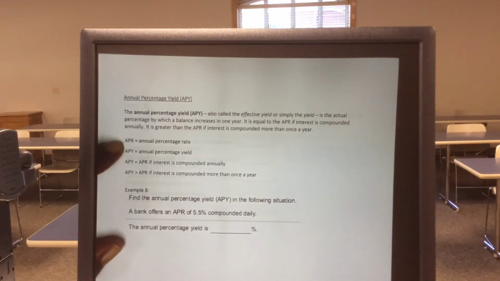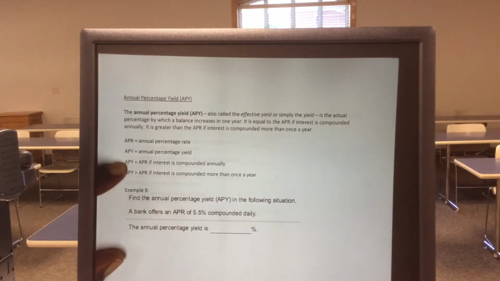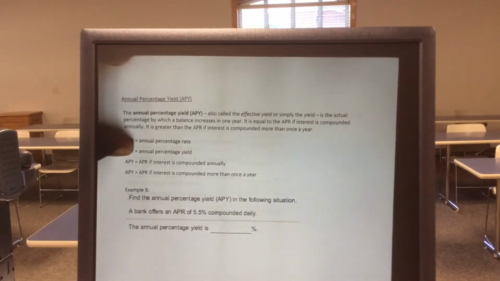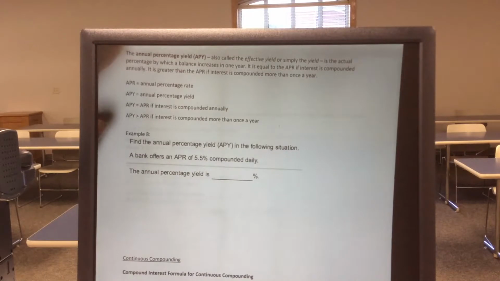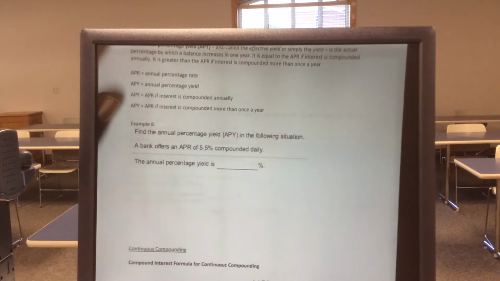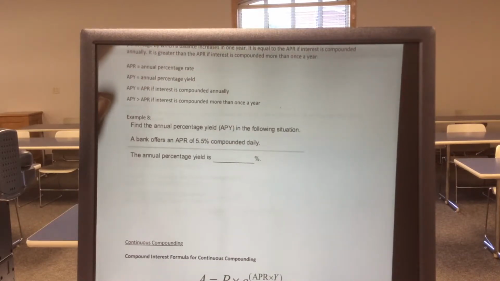So these are the abbreviations here: APR, annual percentage rate; APY, annual percentage yield. And if your interest is compounded annually, your APY will be equal to the APR. But if the interest is compounded more than once a year, then your APY will be greater than your APR. Like in this example here. Find the annual percentage yield in the following situation. A bank offers an APR of 5.5% compounded daily.